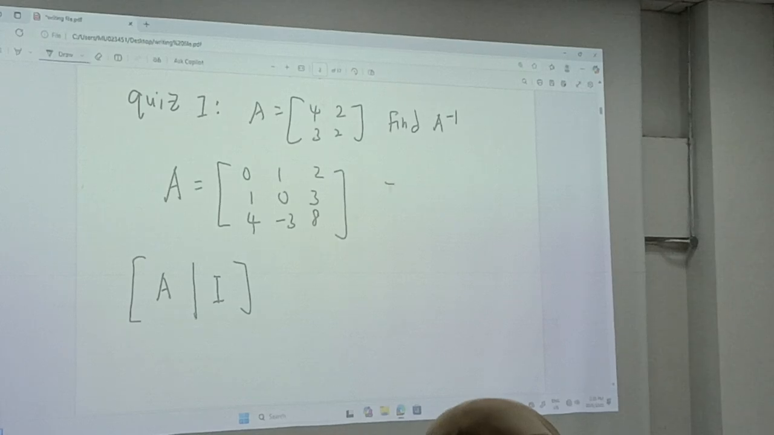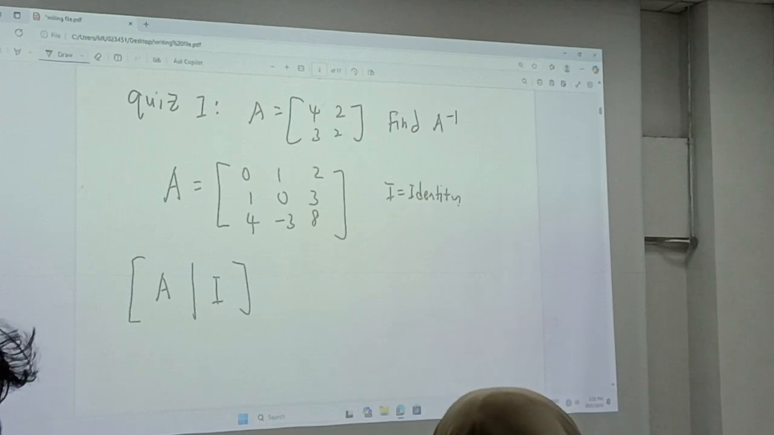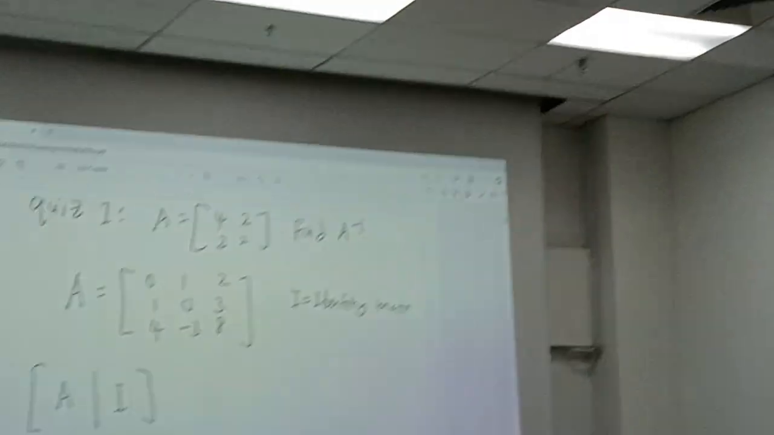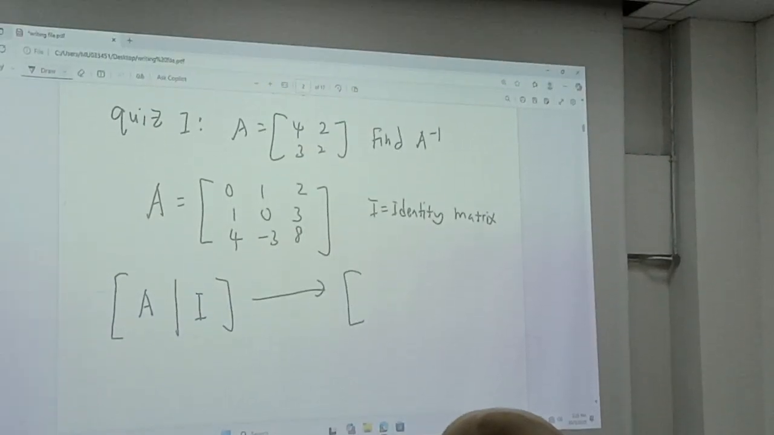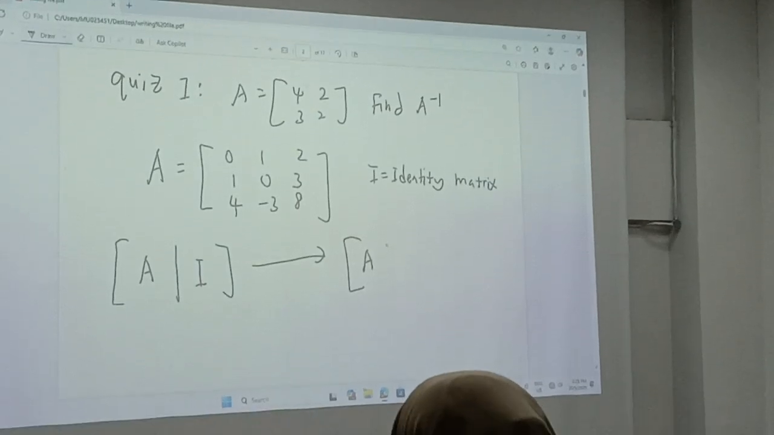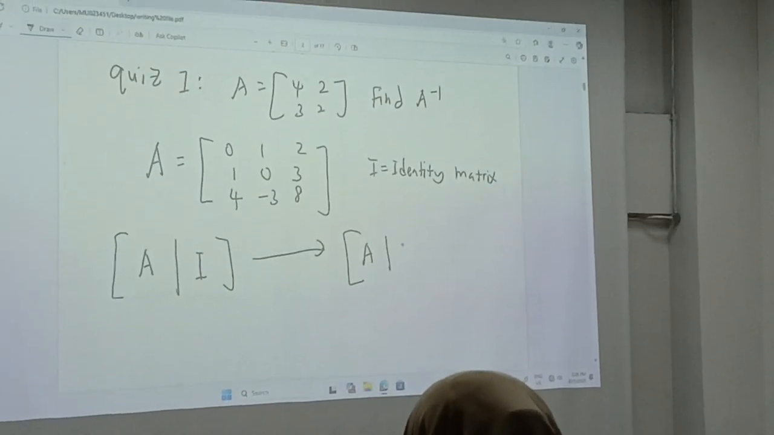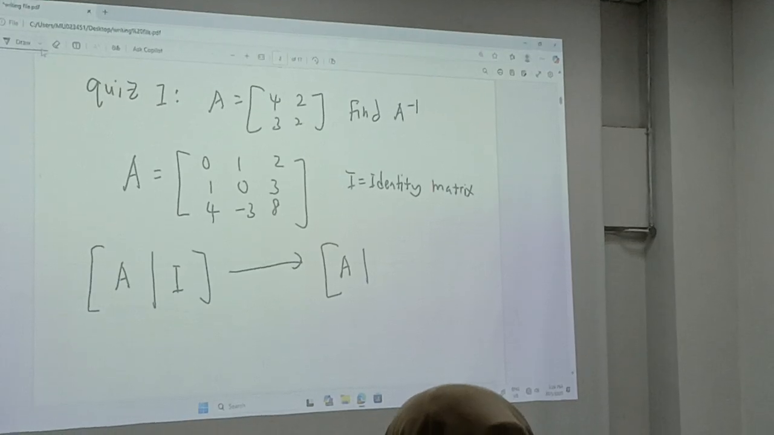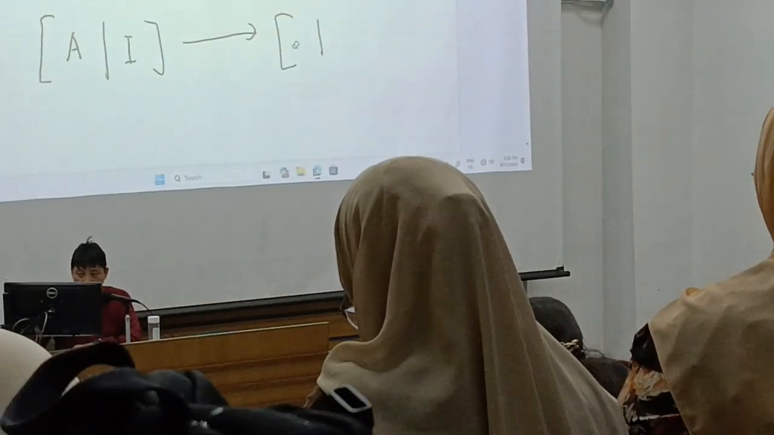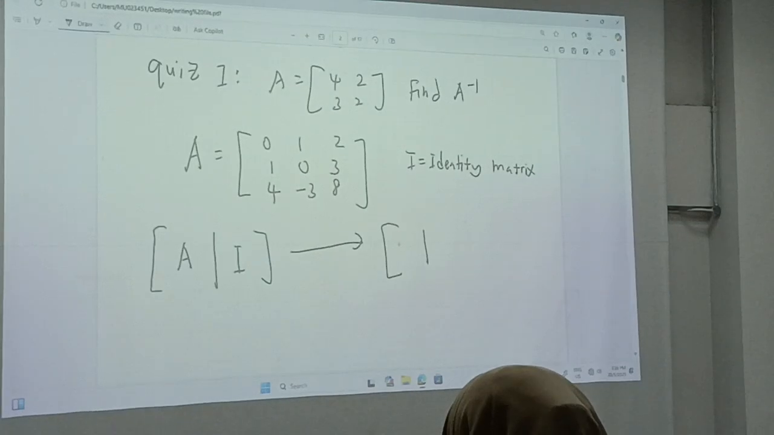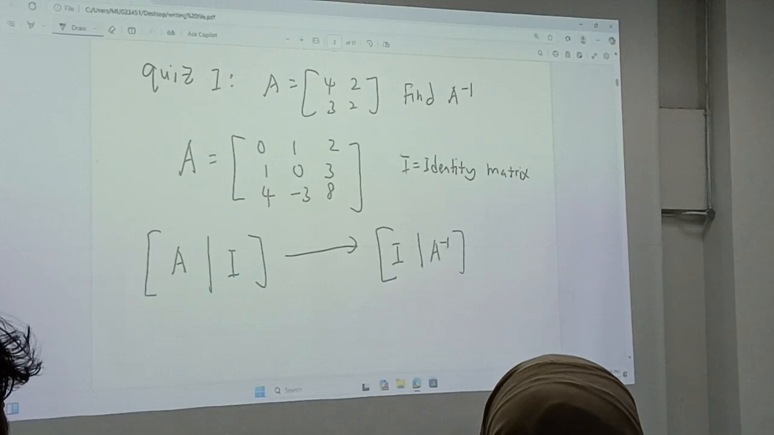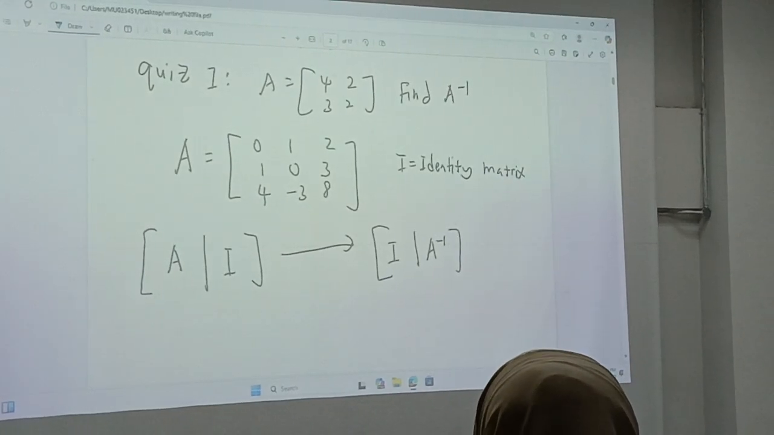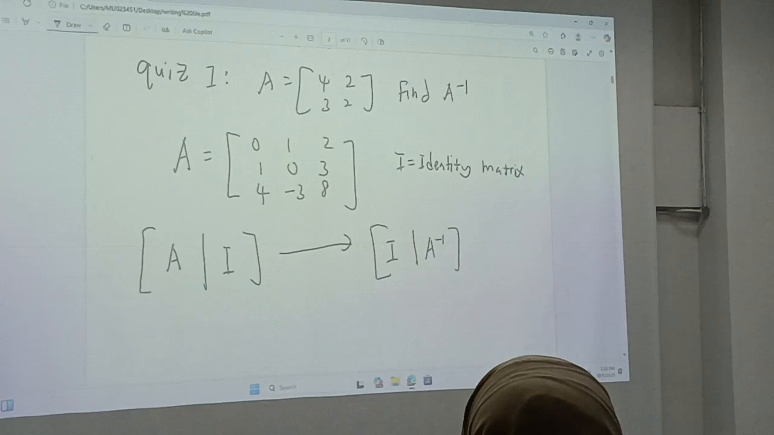I basically is the identity matrix. Okay, and then turn A into an identity matrix. And then this right hand side will be the result of turning it into identity matrix I. Then this right hand side will be the inverse of A. Okay, so turn A into I.